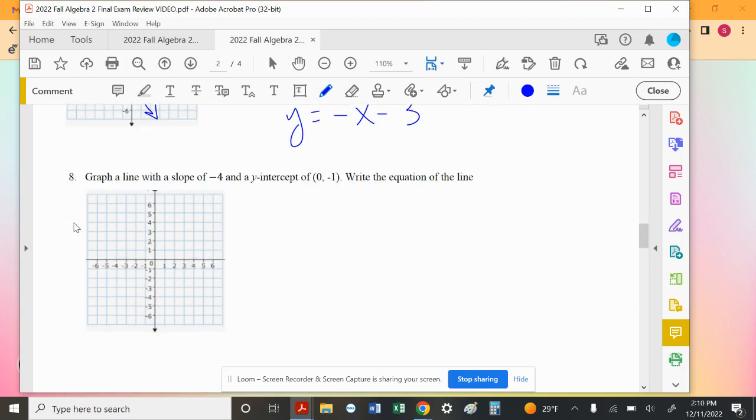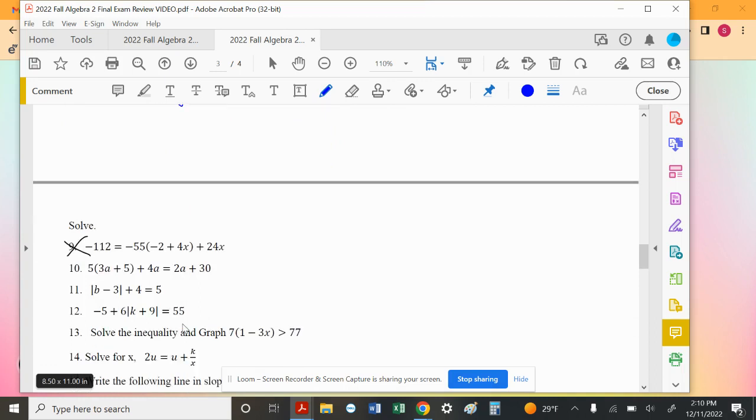Okay, number 8. So graph a line with a slope of negative 4 and a y-intercept of negative 1. So 0, negative 1, which would be right here. The negative 4 tells me that I need to go negative 4 over 1. That tells me that I go down 1, 2, 3, 4, and over 1. So we go there, and if I draw a straight line, my straight line would go through those 2 points.